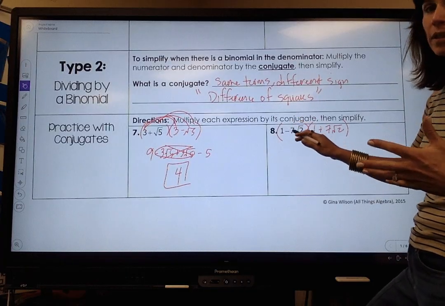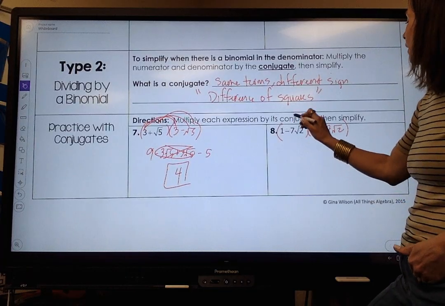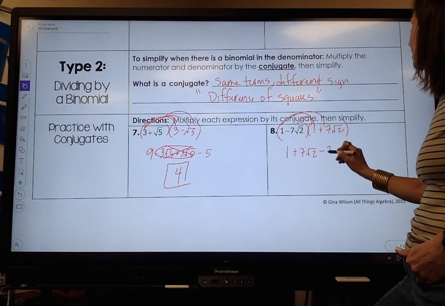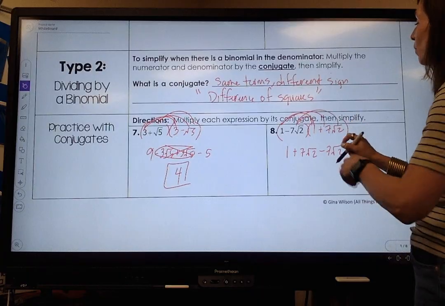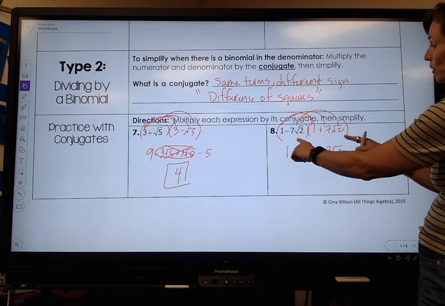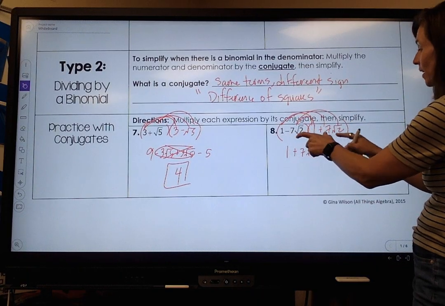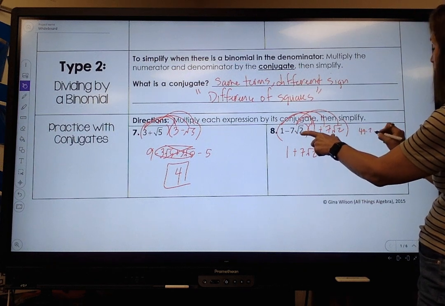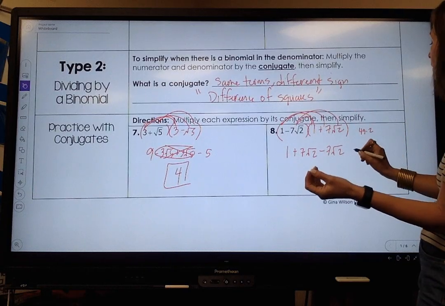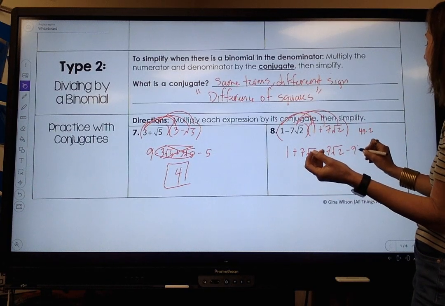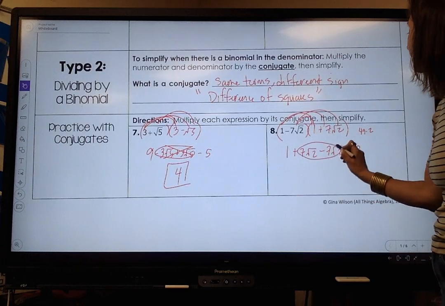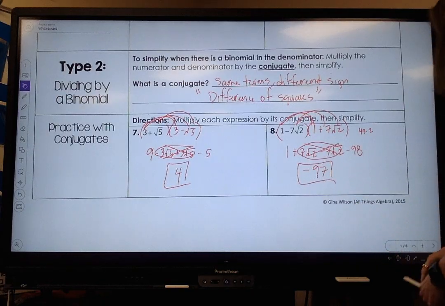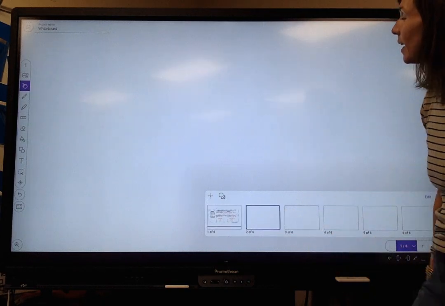So when I double distribute, or box, or however you do it, 1 times 1 is 1, plus 7 square root of 2, minus 7 square root of 2. And then when you multiply negative 7 square root of 2 times positive 7 square root of 2, remember, 7 times 7 is 49, and then square root of 2 times square root of 2 is 2. So 49 times 2 is going to give you a negative 98. So now these guys cancel out, and I have negative 97 is my final answer. Okay?